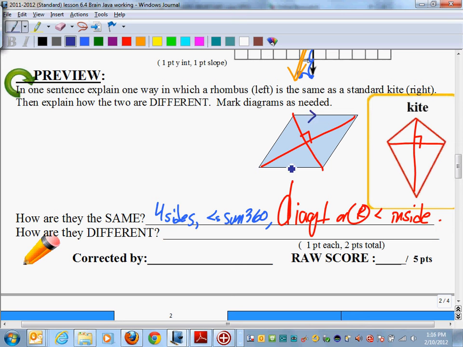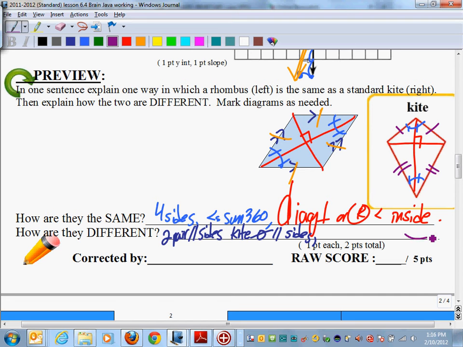A rhombus has 2 pairs of parallel sides, whereas a kite has no pair of parallel sides. In a rhombus, opposite angles are congruent and cut in half. In a kite, only 1 pair of angles is cut in half, not both. In a rhombus, all 4 sides are equal. In a kite, only the consecutive sides are equal.